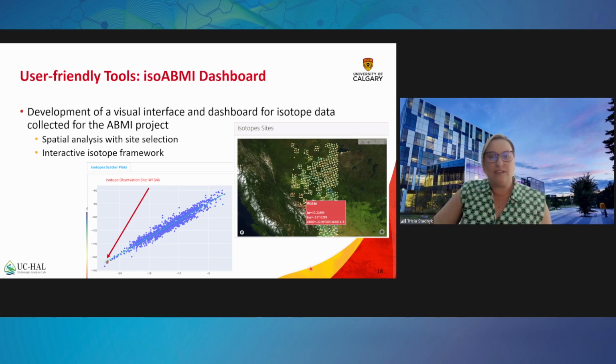The ISO ABMI dashboard is shown here and is a development of a visual interface to help display isotope data. So the functionality includes spatial mapping of isotope data that were collected under the ABMI program. And you can click on an individual site and then see where that site falls relative to the rest of the data in an isotope framework space.